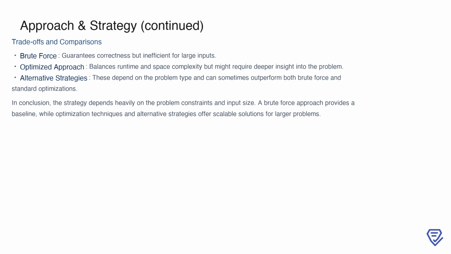Alternative strategies, like greedy algorithms or divide and conquer, can sometimes outperform both brute force and standard optimizations, depending on the problem's nature. Ultimately, the choice of strategy hinges on the problem constraints and input size. Starting with brute force provides a baseline, but refined optimization techniques or alternative strategies are essential for handling larger, more complex datasets efficiently. By weighing these trade-offs, we can craft solutions that are both effective and scalable.